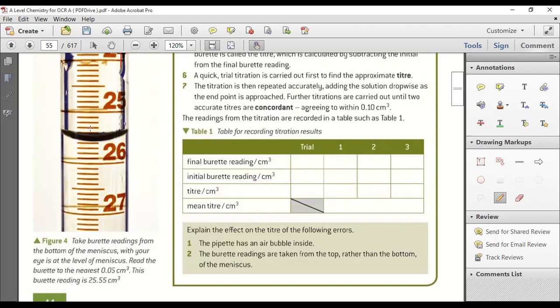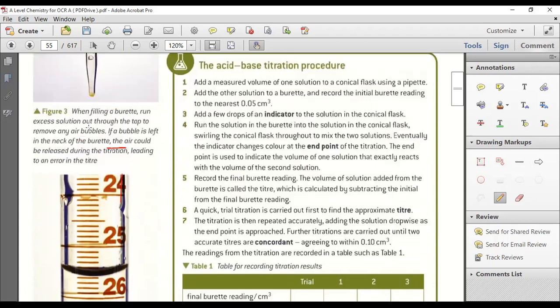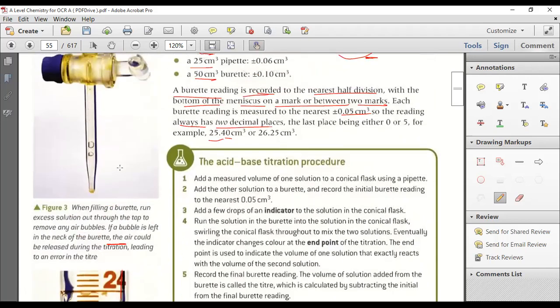2, 3, 4, 5. Okay, clear? Let's go ahead and see now. The acid-base titration procedure. The first step is to add a measured volume of one solution to a conical flask using a pipette. Now, what is this conical flask? This is a conical flask.